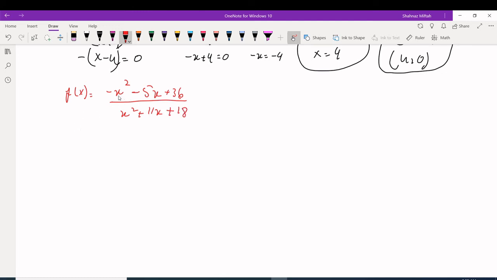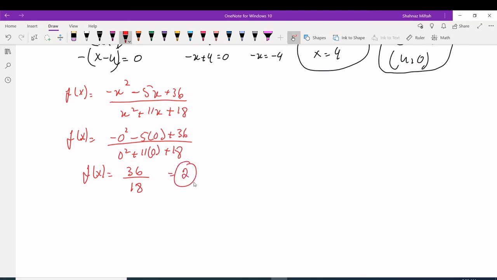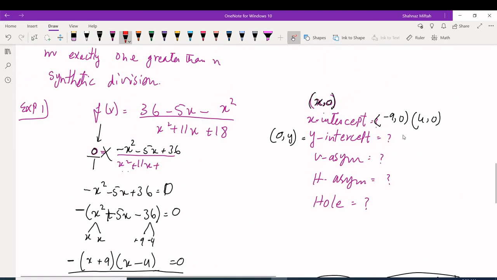So I'm going to plug in 0 for x. So f of x is going to stay as it is. I got negative 0 squared minus 5 times 0 plus 36 over 0 squared plus 11 times 0 plus 18. Everything turns 0 except 36 over 18. And my answer is going to be 2. So my y-intercept is 2. So my y-intercept is 0 and 2. Done.